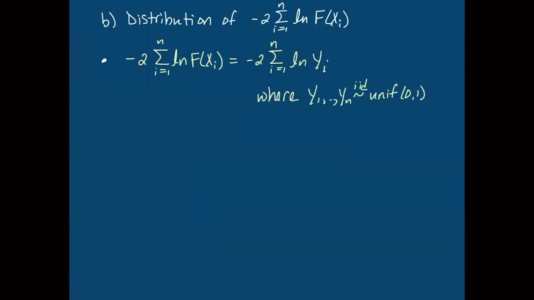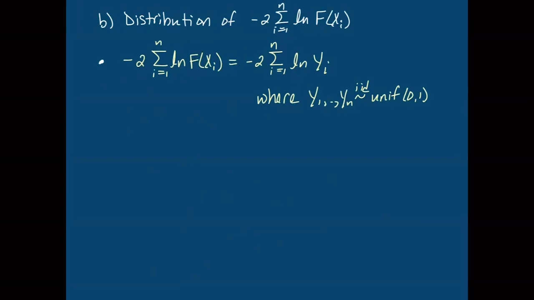I'm going to rewrite this with a capital Y sub I, and each Y is uniform 0, 1, and because the X's were independent of each other, the Y's are also independent of each other. So in fact, we have that Y1 through Yn are IID uniform 0, 1. The next natural step might be to look at the distribution of this thing in here, and then see if we can then find the distribution of a sum of things and go from there.